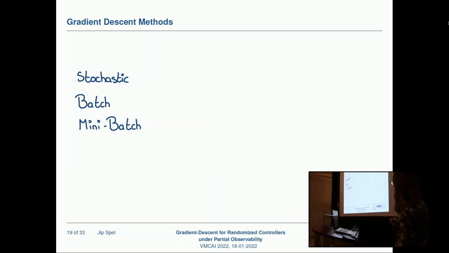Then we considered 3 different kinds of gradient descent. Stochastic gradient descent, meaning that we only update 1 parameter at a time. In batch gradient descent, you update all parameters. And with mini-batch, we only took a subset of the parameters and then went on to the next subset. We implemented all of this.